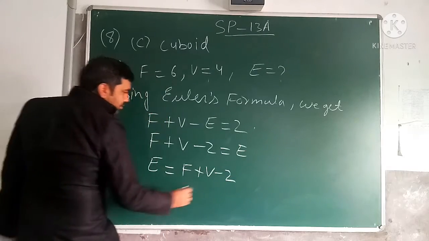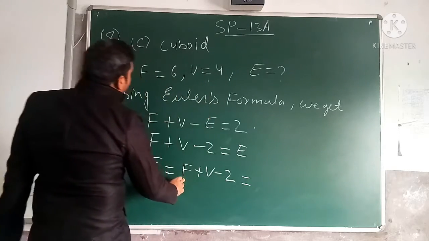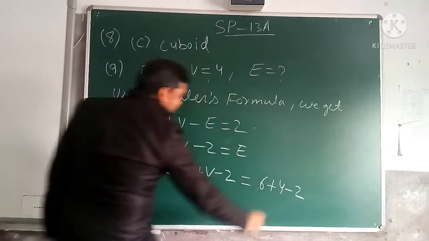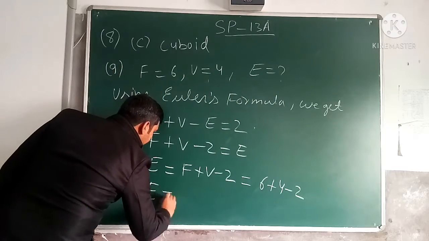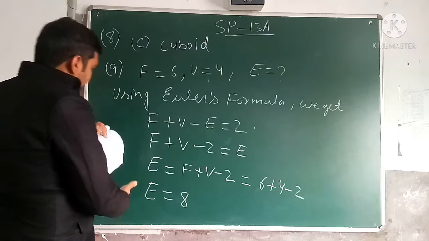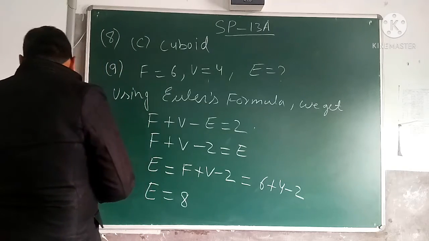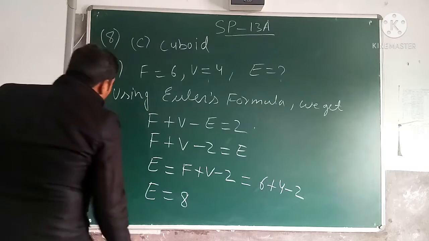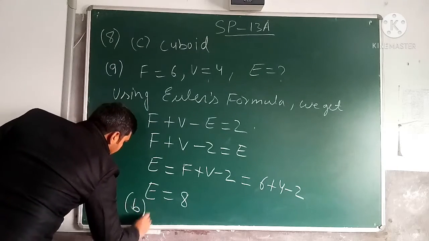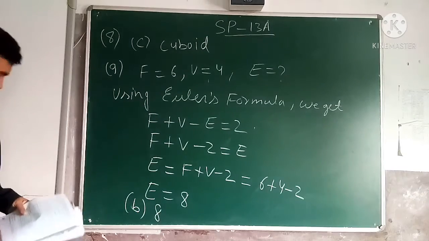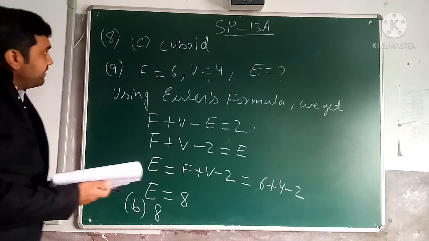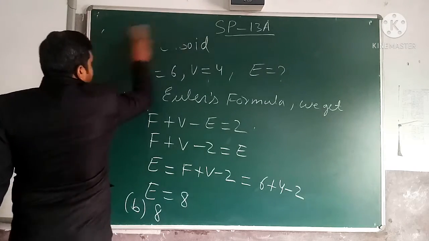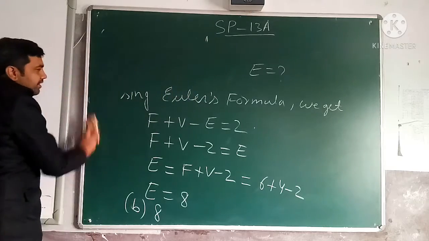Put in the values. F is given as 6, plus 4, minus 2. So 6 plus 4 is 10, minus 2 is 8. So E is equal to 8. Here we got the answer. E equals 8, so question number 9, option B, 8. Now we have completed Some Practice 13A. Now we move to the next exercise, Some Practice 13B.